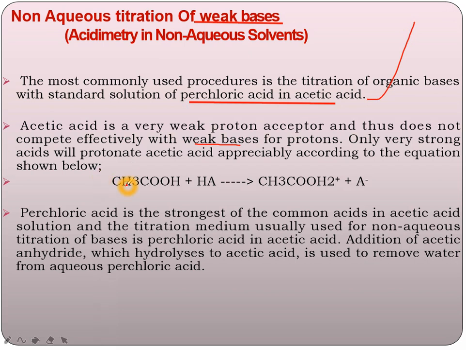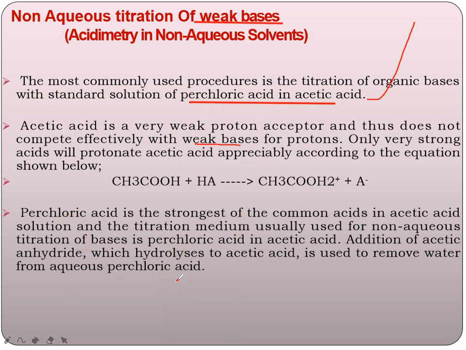Here is the reaction of acetic acid with an acid: CH3COOH plus HA gives CH3COOH2+ plus A-. Perchloric acid is the strongest of the common acids in acetic acid solution, and the titration medium usually used for non-aqueous titration is perchloric acid in acetic acid.